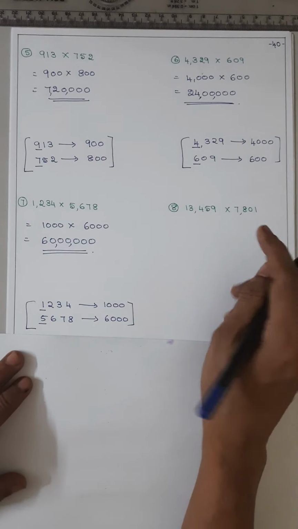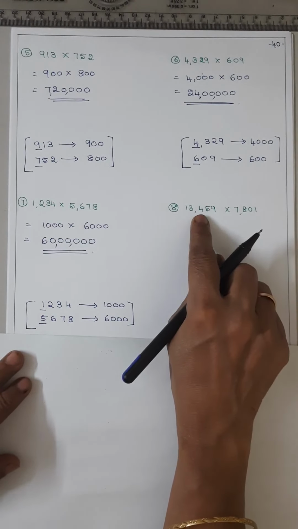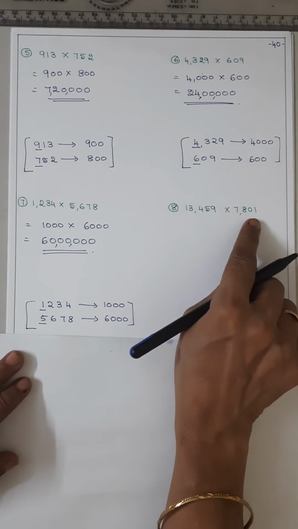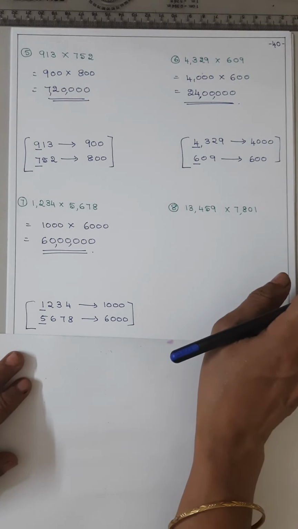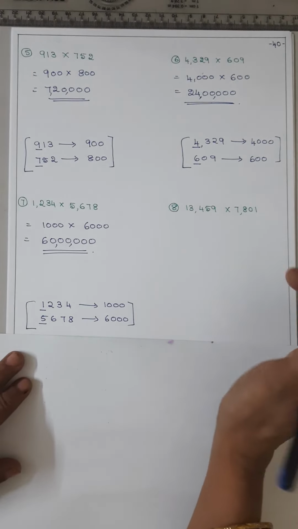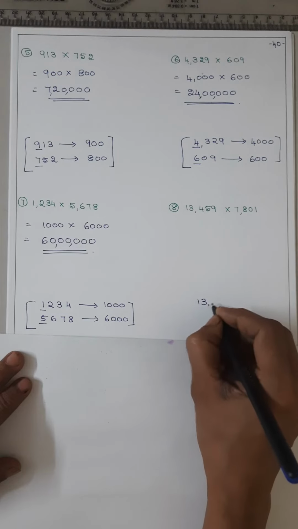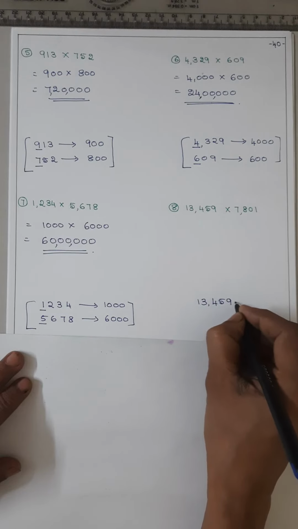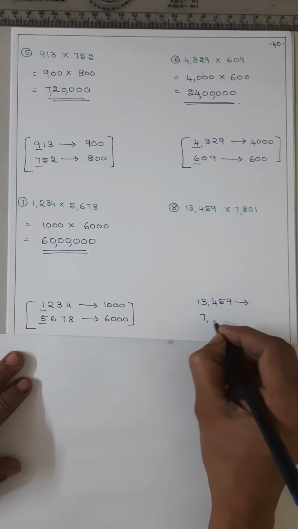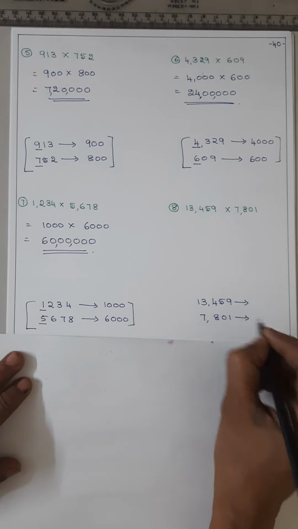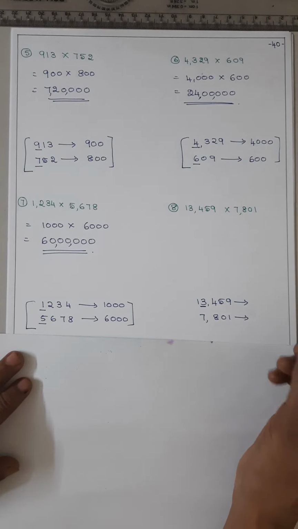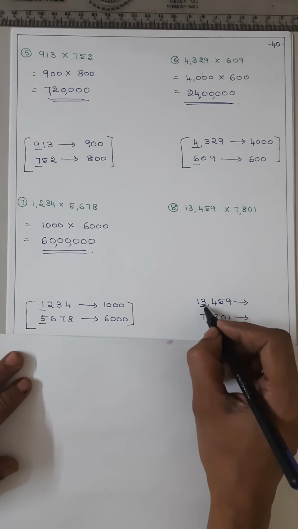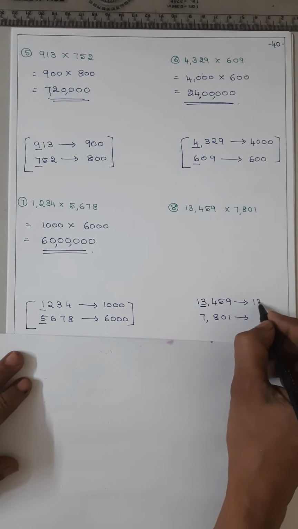The last sum. First number is 10,000. Second number is 1000. So 10,000 है, इसके लिए उसको 1000 में ही करो. ठीक है. So ये बनेगा 13,459 and 7,801. So 1000 के place underline 3. Right side it is 4. So this one remains the same. So 13,000.